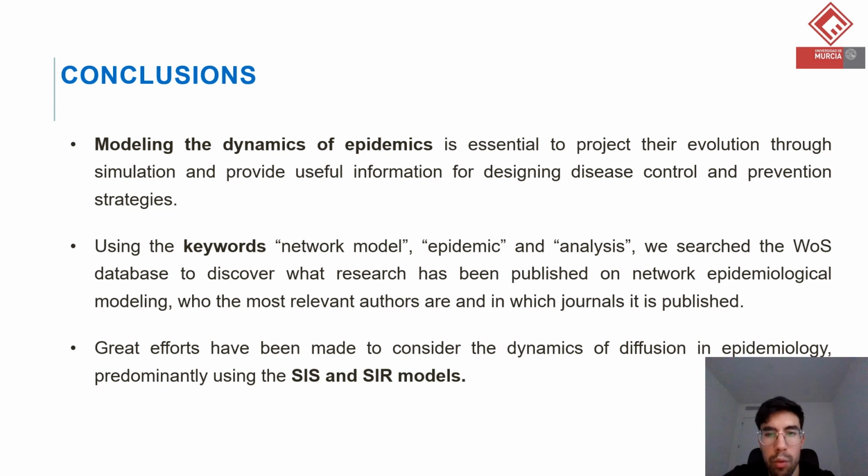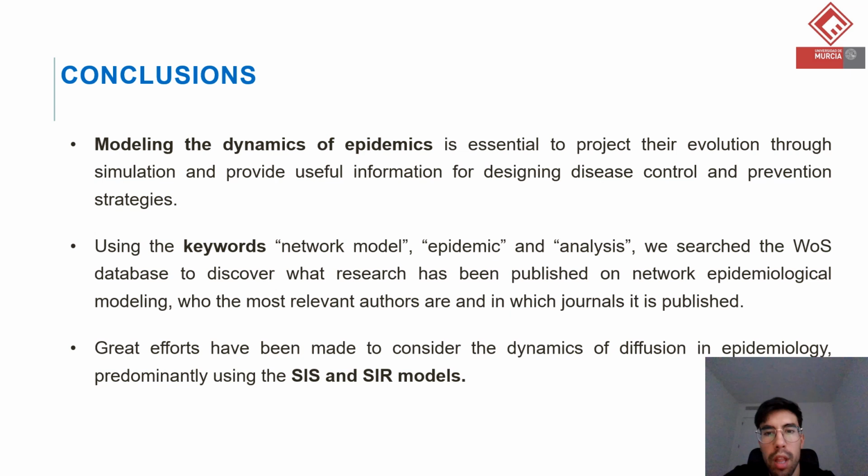Using the keywords network model, epidemic, and analysis, we searched the Web of Science database to discover what research has been published on network epidemiological modeling, who the most relevant authors are, and in which journals it is published. After an exhaustive review of each of the papers obtained in this research, the number of papers selected was 145, published from 2001 to October 2021.